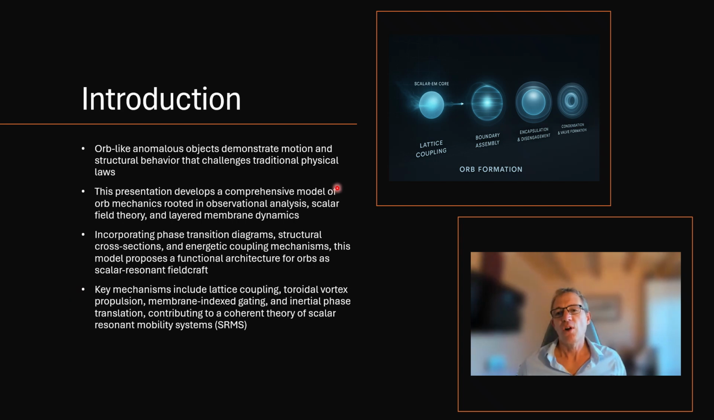Up here, and we'll talk about this later, are what we've pulled out of our research as the key phases or stages of anomalous orb assembly: coupling with the fabric of space itself, or lattice coupling, which is a scalar EM core or nucleated core that initiates boundary assembly, encapsulation and disengagement, and then condensation and valve formation for orientation and navigation through the substrate of space.